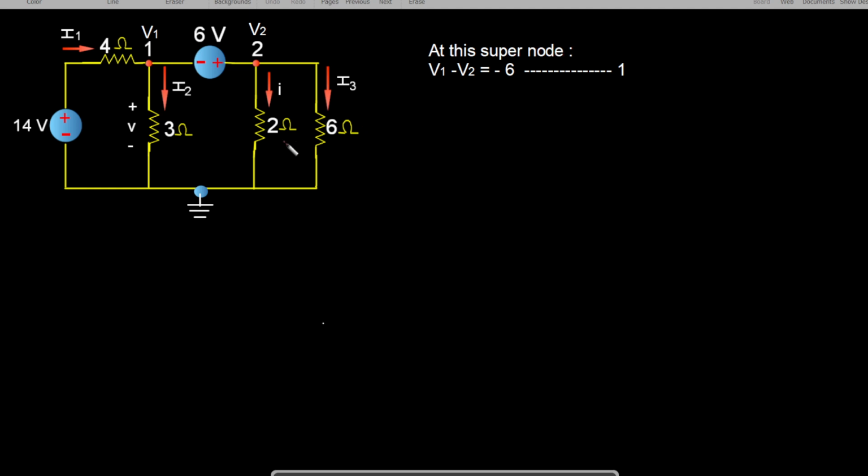At this super node, which comprises this 1 and 2, this forms your super node. In this super node, we can write the equation as V1 minus V2 is equal to minus 6, because it starts from here and ends here. In between, the 6 volt source is there, but here the minus sign is in front of it, because this is minus and this is plus. So we can write this as minus 6. So this is our first equation.